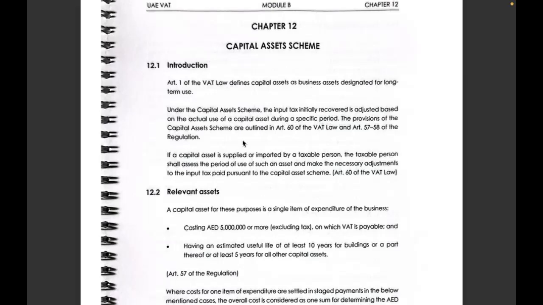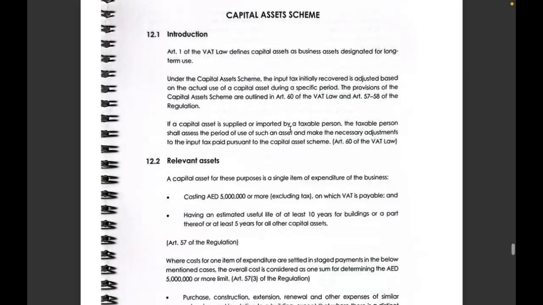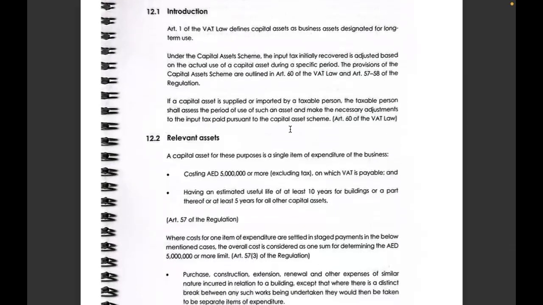The provisions of the capital asset scheme are outlined in Article 60 of the VAT Decree Law and further explained by Articles 57 to 58 in the UAE VAT Executive Regulations. If a capital asset is supplied or imported by a taxable person, the taxable person shall assess the period of use of such an asset and make the necessary adjustments to the input tax paid pursuant to the capital asset scheme.